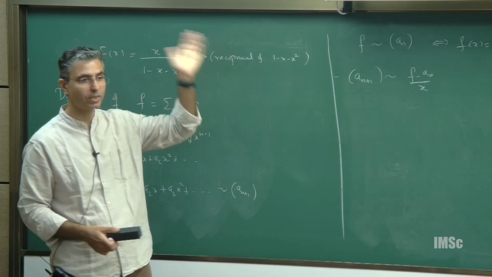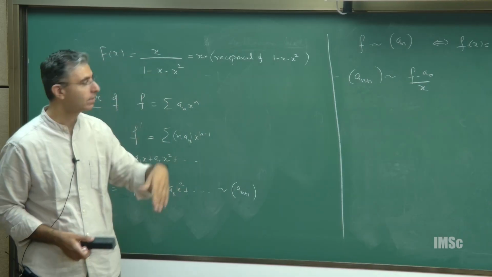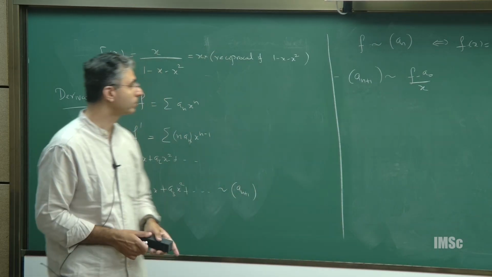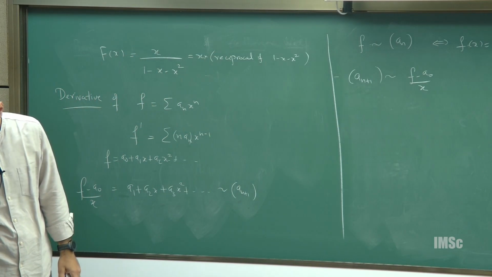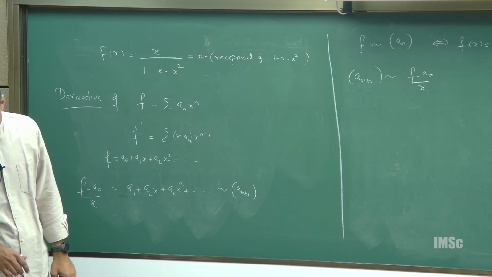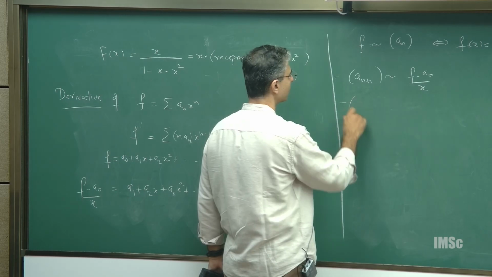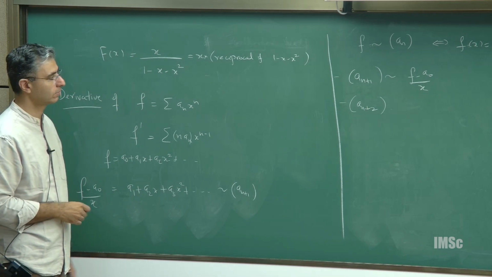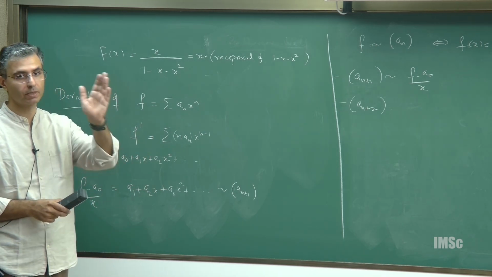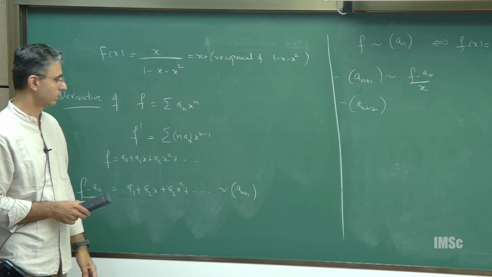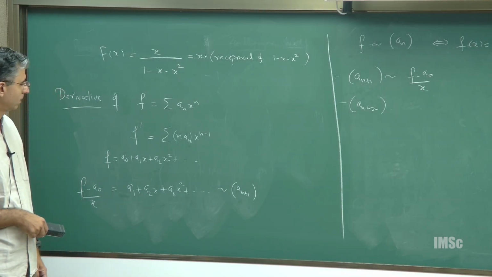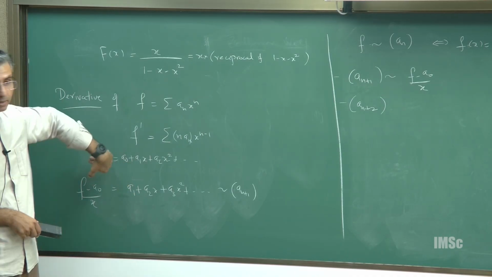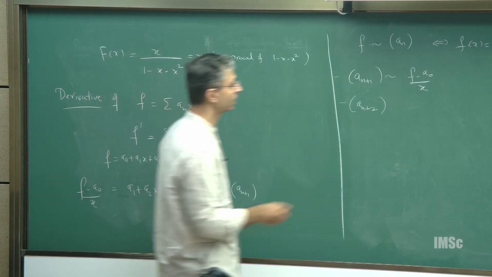So, we had that f n plus 1 is equal to f n plus f n minus 1. What was the series for f n plus 1? f minus a naught by x. So, you can do the same. What is the series for a n plus 2? Now this is a2 plus a3 x plus a4 x square and so on. Same idea: move everything that is here to the left, and divide by the appropriate power of x.